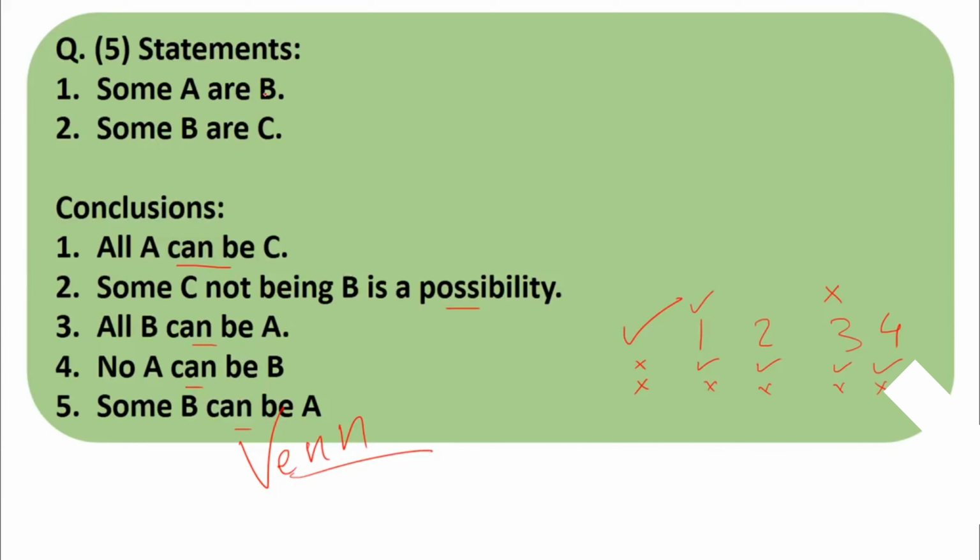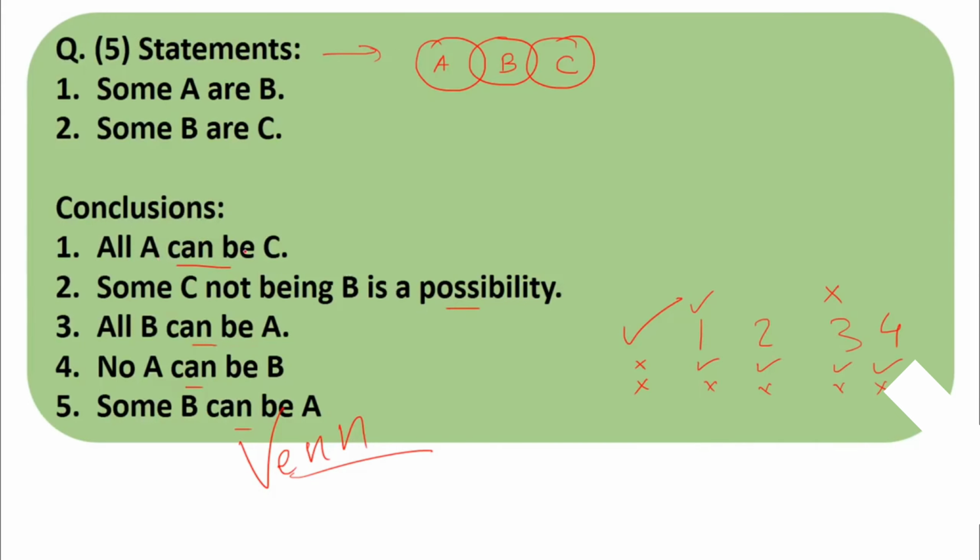What is the statement? Some A are B. This is A, this is B. Some B are C. Now, some B are C. Okay. Now let's move on, this is our main diagram. Both the statements are included in this diagram. Moving on to the conclusions.